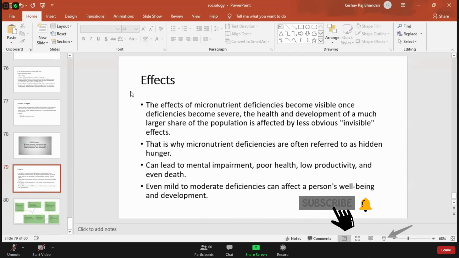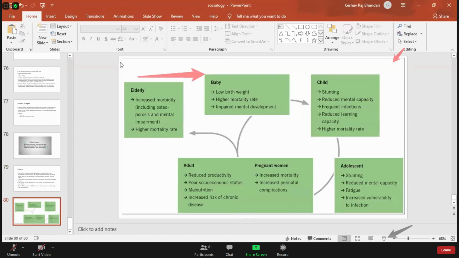It's only visible when the deficiency of these micronutrients becomes very severe, and the health and development of a much larger scale of the population is affected. That is why micronutrient deficiency is also referred to as hidden hunger and can lead to mental impairment, poor health, low productivity, and even death. Even mild to moderate deficiency can affect a person's well-being and development. So these are the effects of hidden hunger.